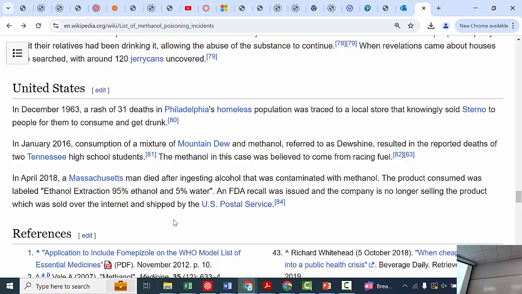Contaminated with... the product consumed was labeled ethanol extraction. 95% ethanol is what you get from distillation. So this is what I made in Chem lab. I tasted a little bit. Unfortunately, I didn't die, because there was no methanol in there. There shouldn't be any methanol.